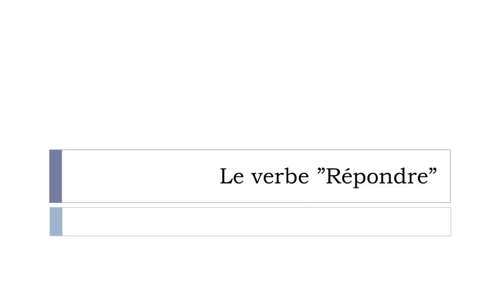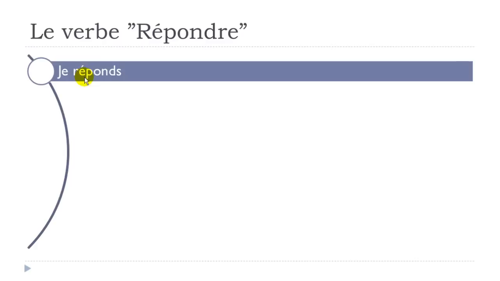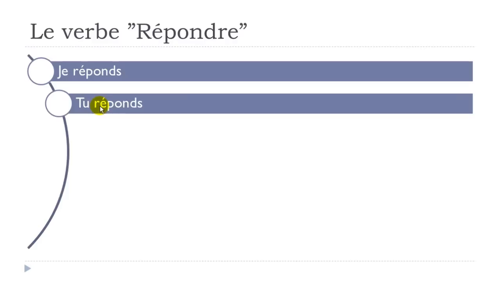Le verbe répondre. Répondre means to answer, so it's quite useful. And then, well, it belongs to the third group of verbs, so we'll see how to conjugate this verb répondre at the present form. So let's see now the first form. Je réponds. Okay, so you can see that D and S here are not pronounced. Tu réponds. Well, exactly the same form, so the same pronunciation.